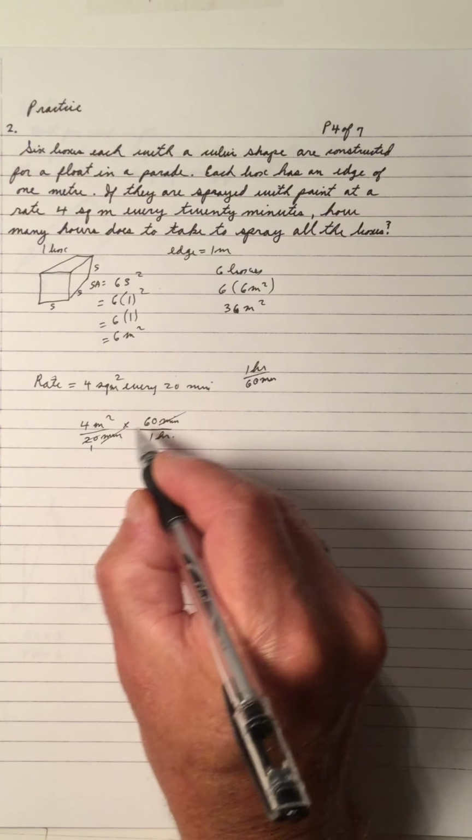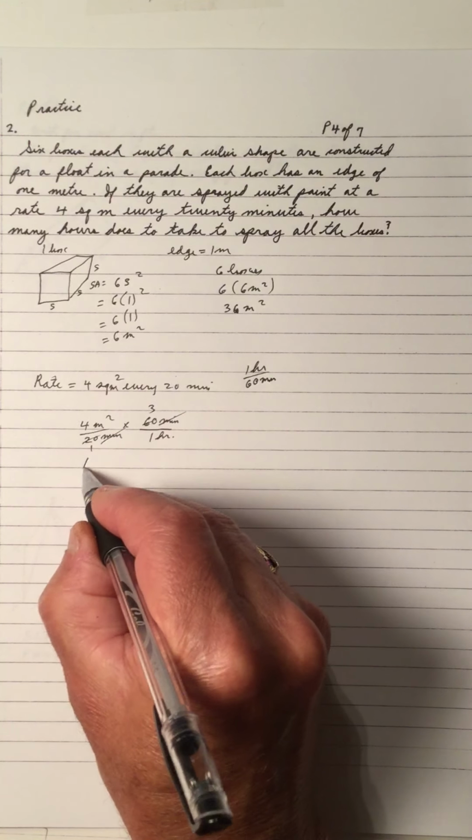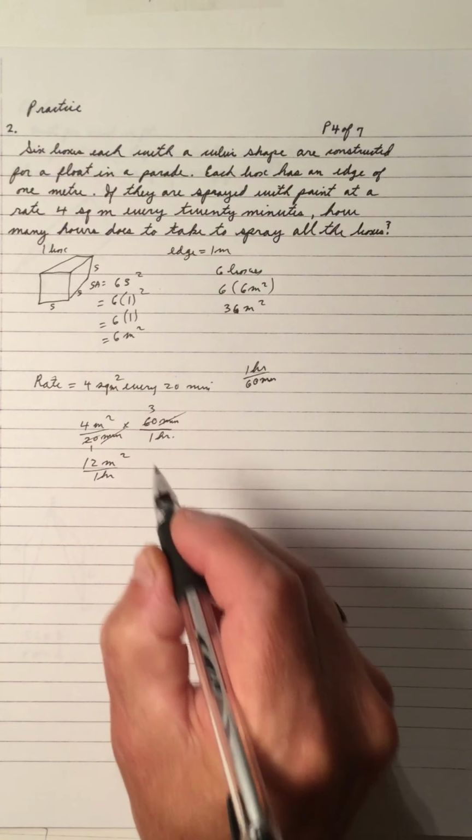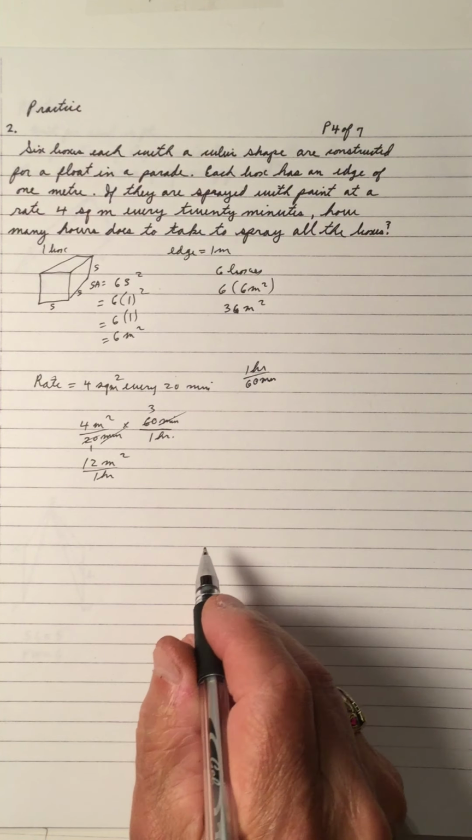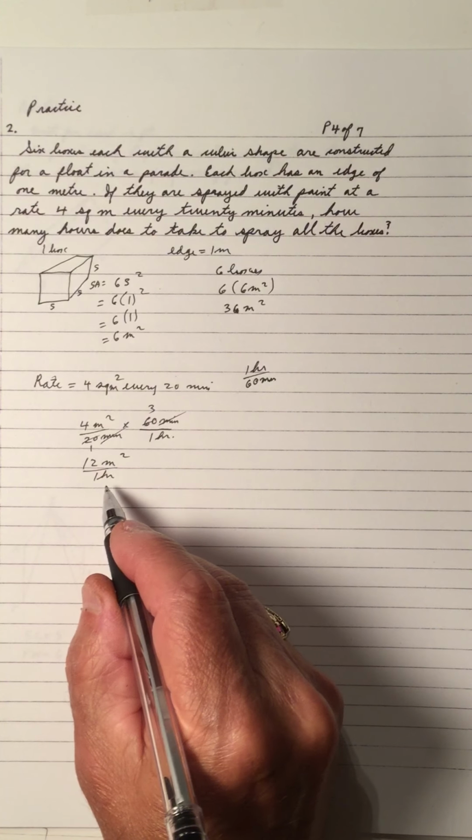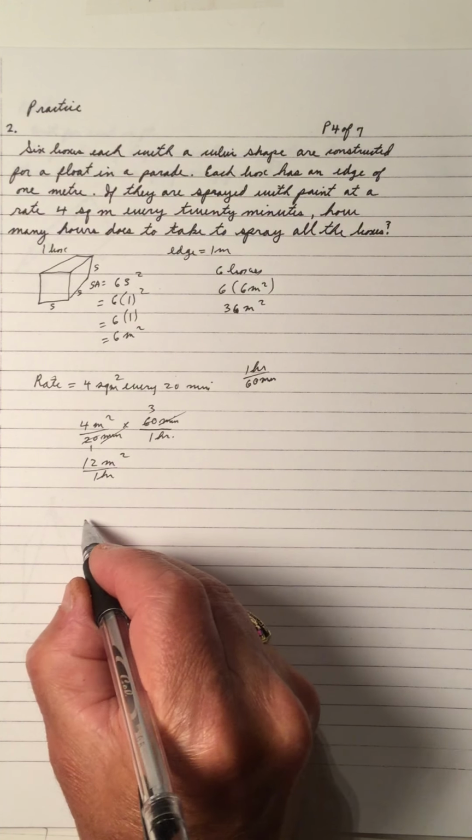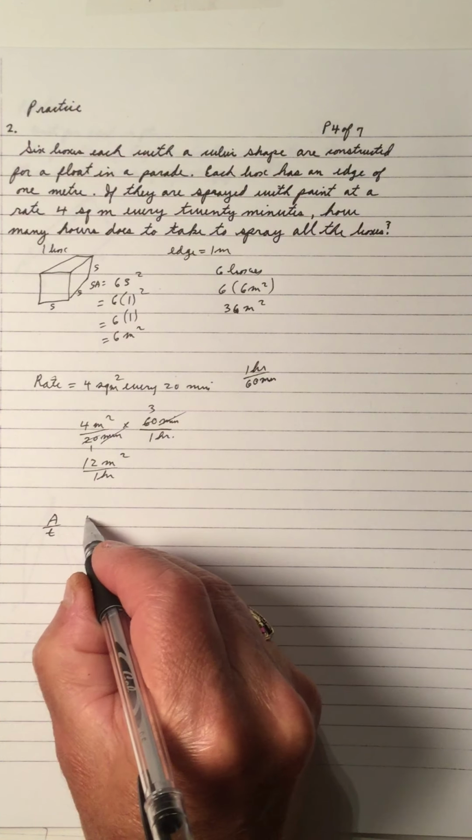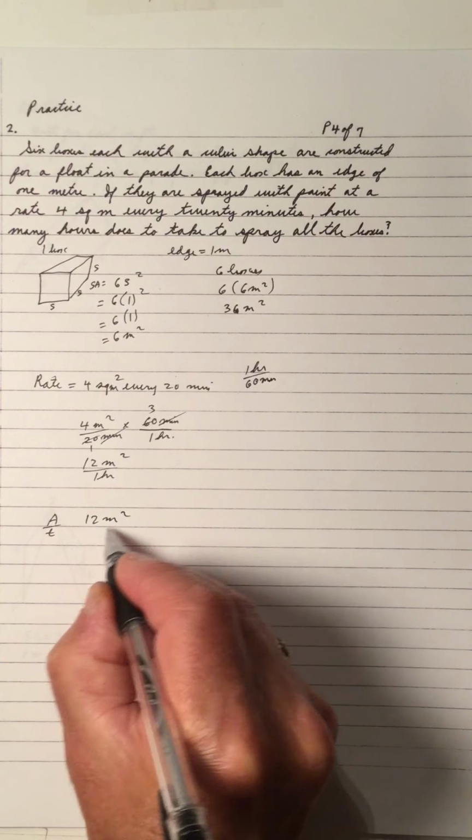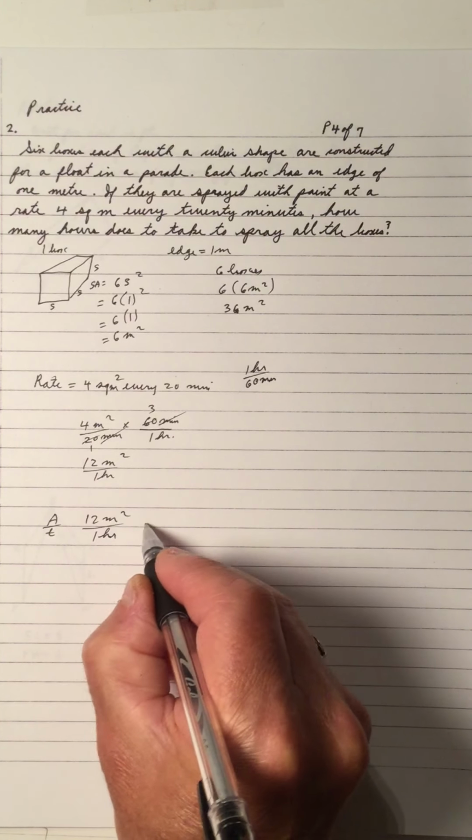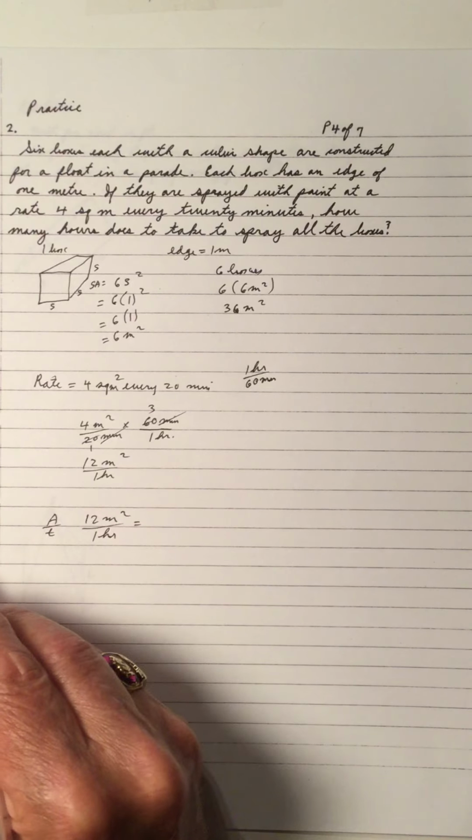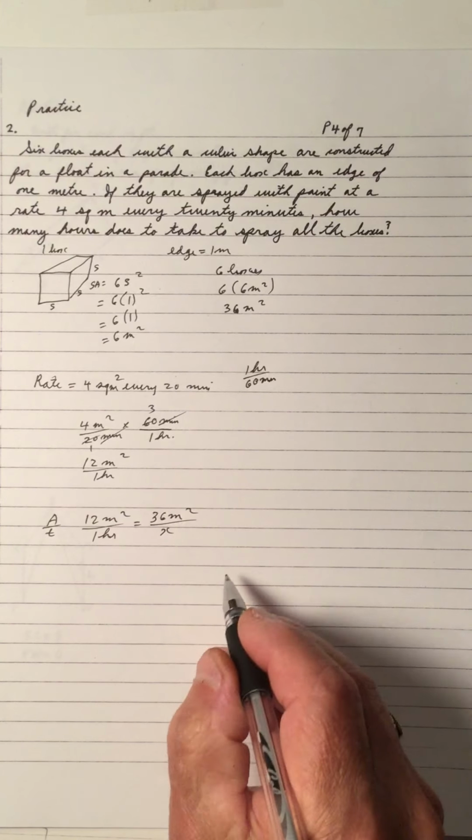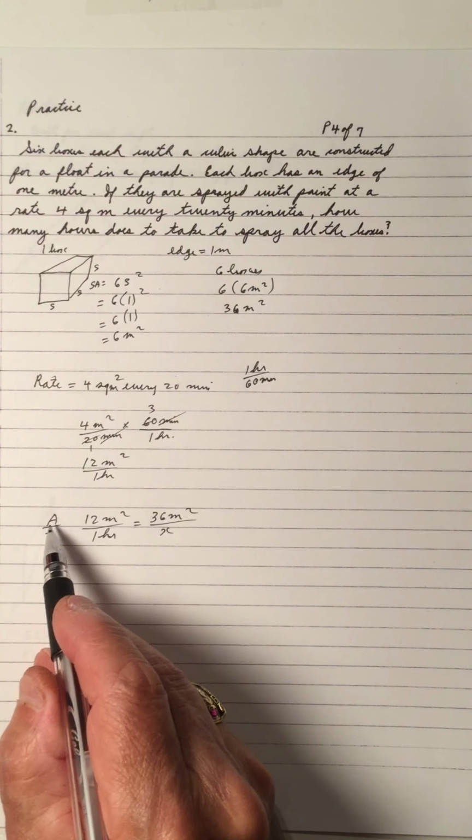So 20 into 20 goes 1, 20 into 60 goes 3. So we get 12 square meters in 1 hour. So we convert it from square meters per minutes to square meters per hour. Now let's do a proportion. So we're going to do area in terms of time. So 12 square meters for 1 hour is, how many square meters we have is 36 square meters over X number of hours. Notice it's area over time.